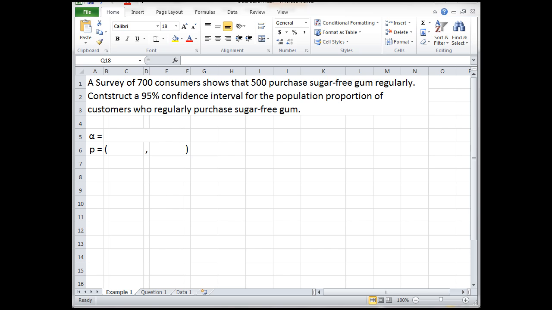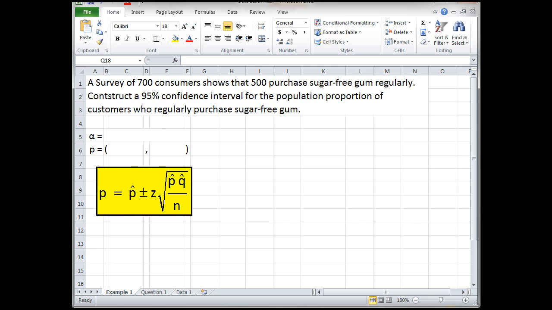So we have the formula that P is equal to P hat plus or minus Z times the square root of P hat Q hat over N. So just like by hand, we're going to need to find all those pieces. So P hat, Q hat, N, and Z. For P hat, we have that it is the 500 successes out of our survey divided by the sample size. Q hat can always be found by 1 minus P hat. The sample size was 700.